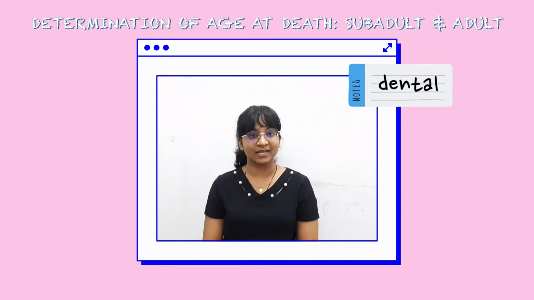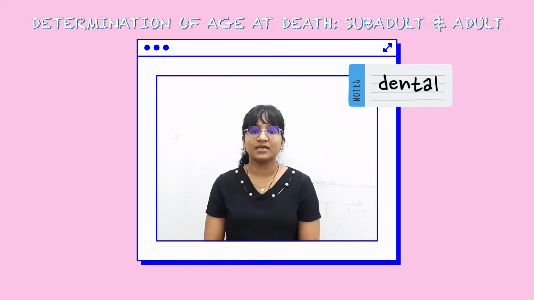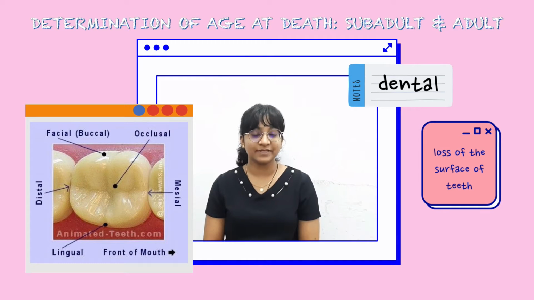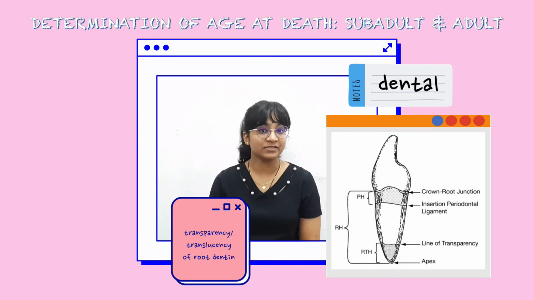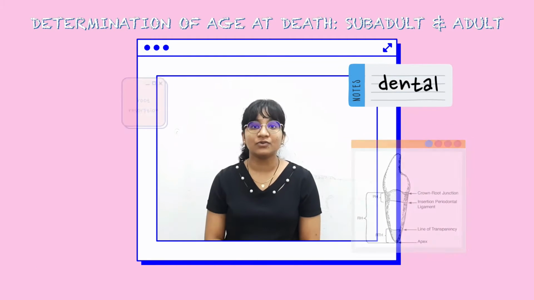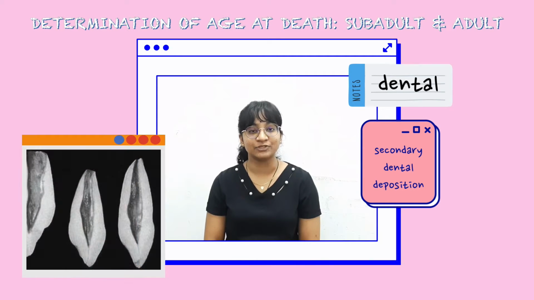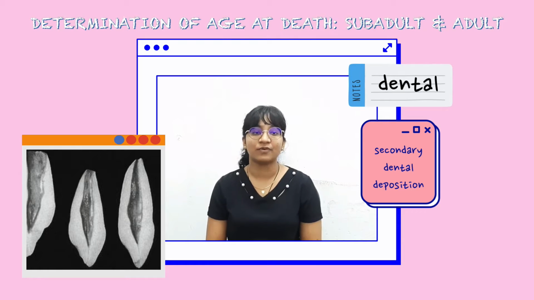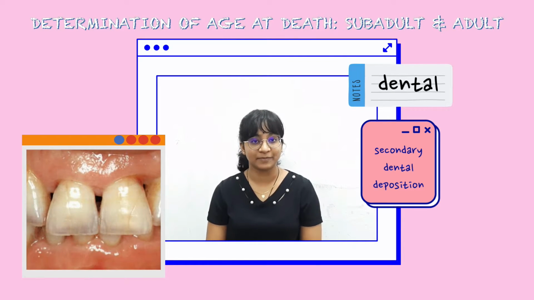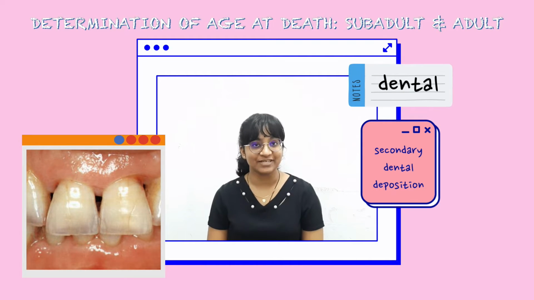Dental aging of an adult can be checked by many factors such as loss of surface of teeth due to wear from opposing teeth, transparency or translucency of root dentin, root resorption, color changes, and secondary dental deposition. This secondary dental deposition occurs throughout life after completion of root formation. The pulp cavity will reduce in size as age increases.